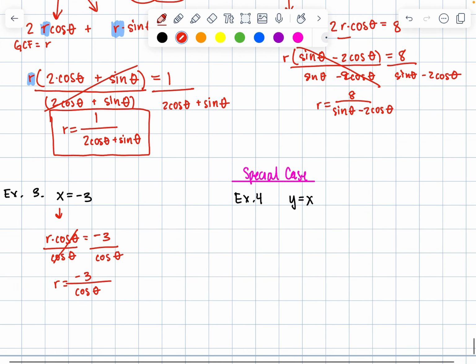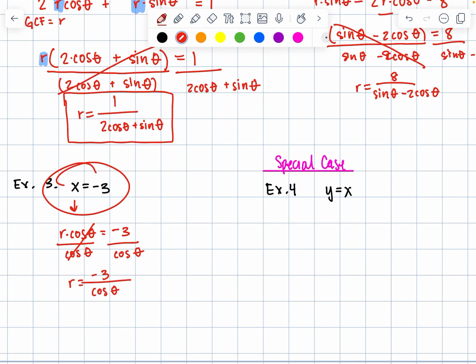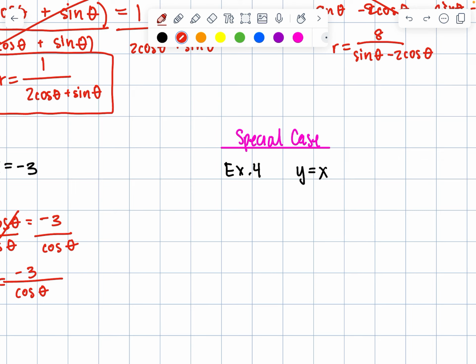All right, and here's the last one. This one's the weird one, and I put special case above this because it's kind of like a vertical line, a horizontal line, but for polar coordinates. Notice in this equation, we only had one variable, x, we were missing the y. The same thing's gonna happen here, but instead, we're gonna lose an r. So in this particular case, we're going to set them equal to each other.